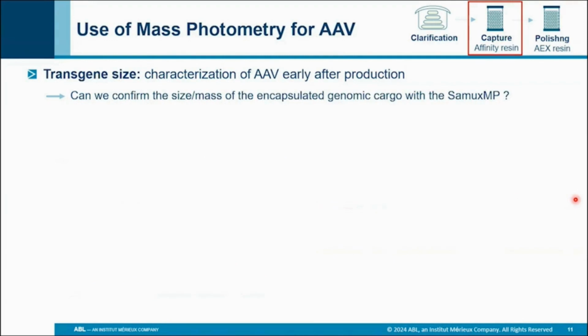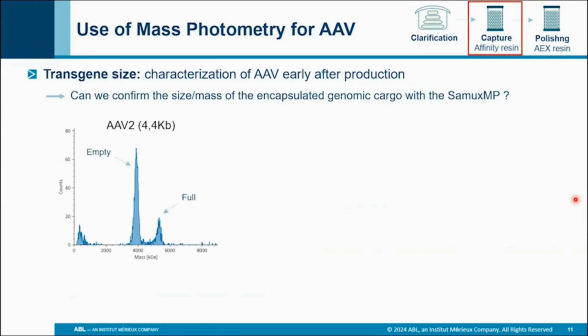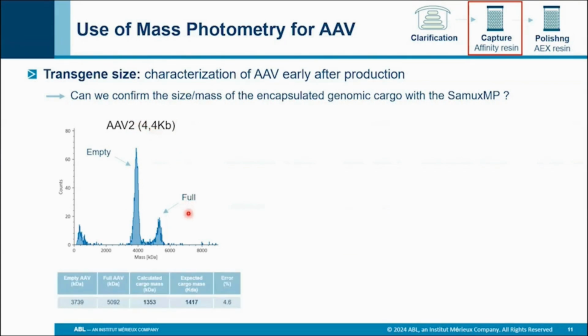Then we wanted to see if we could confirm the size, the mass of the encapsulated genomic cargo with the SAM-XMP. So here, once again, two case studies. The first one with AAV2 has a genomic cargo size of 4.4 kb. We can translate this size in kb into molecular mass. So the expected mass was 1,417 kilodalton.